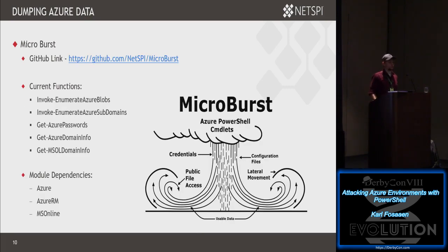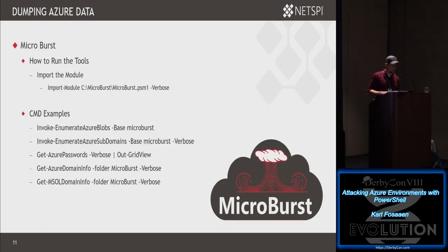So this brings us to MicroBurst. This is the name of the tool that we're going to be talking about today. It's a collection of PowerShell scripts, and basically, as the diagram outlines, we've got PowerShell commandlets that dump out credentials, config files, usable data. Works out for public file access, lateral movement. You can use all of this data to go throughout an Azure environment and potentially pivot into an internal domain from the cloud. So this is a quick list of the current functions and module dependencies. We're just going to get into these, so we're not going to spend too much time on that.